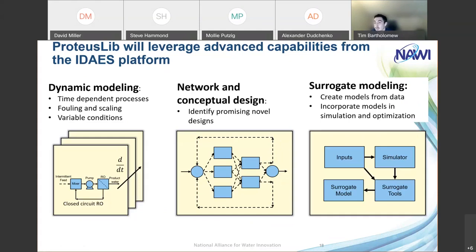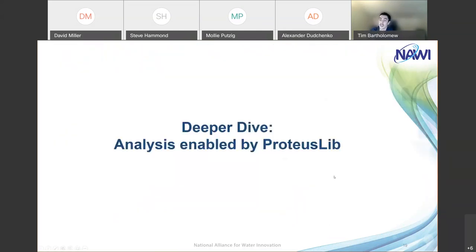And so IDAES already has built-in tools to take in data from either experiments or from simulations from Proteus HF, the high fidelity modeling, in order to turn it into reduced order models that are more applicable for a process flow sheet analysis. So hopefully that gives a good idea of the vision and the breadth of scope of ProteusLib.